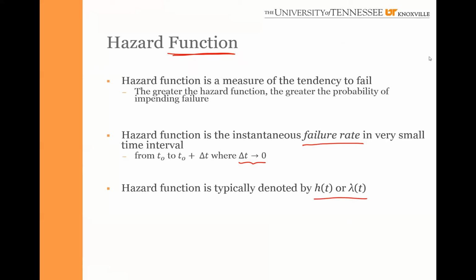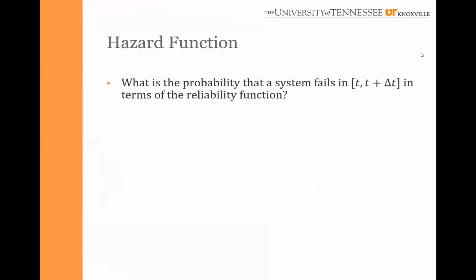I want us to derive it together. I'm going to walk you through a few small questions, and then we're going to derive it together. Remember, we want the instantaneous rate of failure. First, let's start with the first question: what is the probability that the system fails between t and t plus delta t using the reliability function?